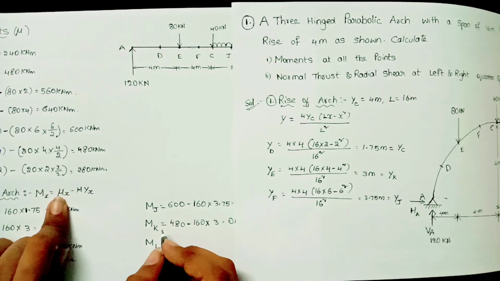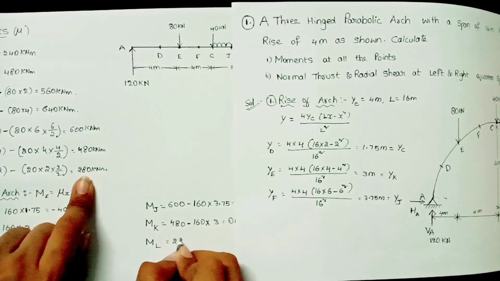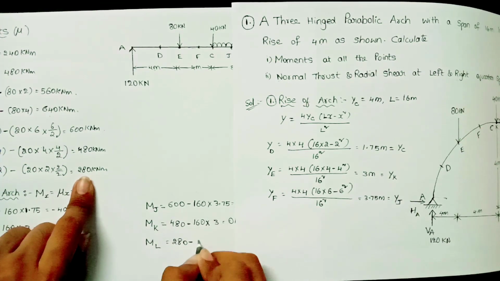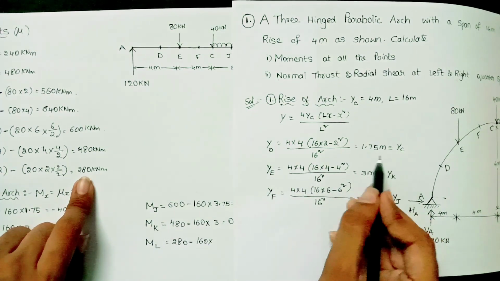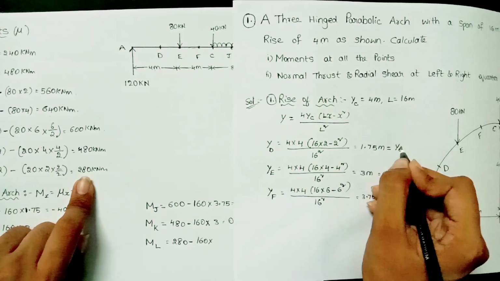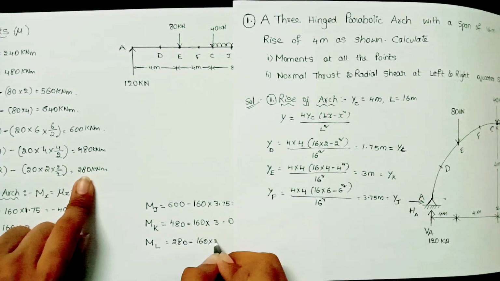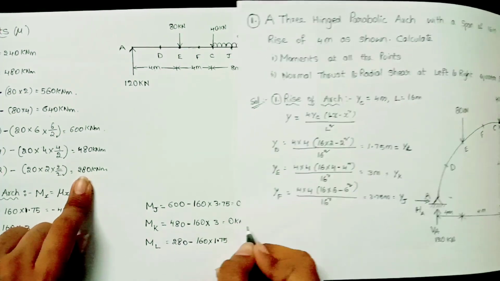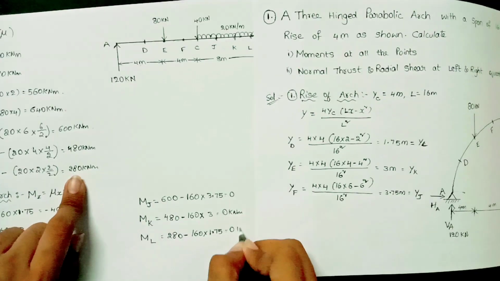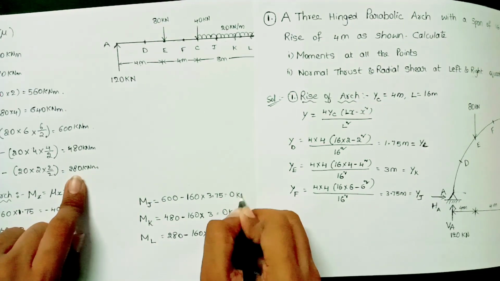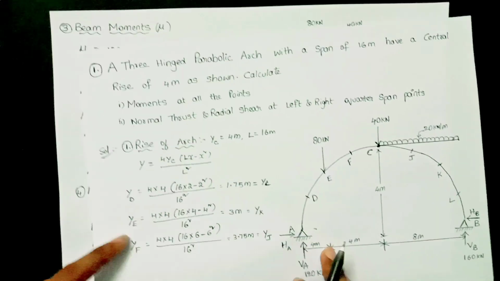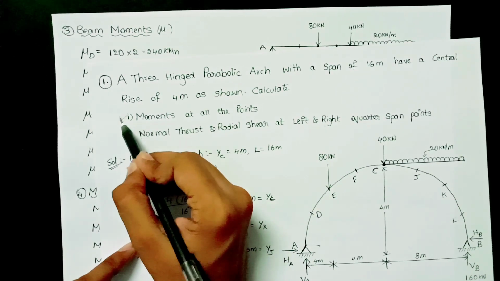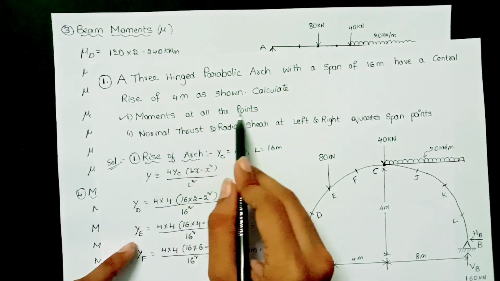So mu L equal to, here we have calculated 280 minus H value, 160, into YL. Sorry, YL equal to 1.75. This is not C, it is YL. So 1.75. It is also equal to 0 kilonewton meter. So with this we have calculated all the moments in the arch. With these calculations we have calculated the first part. Okay, so the first part is completed.